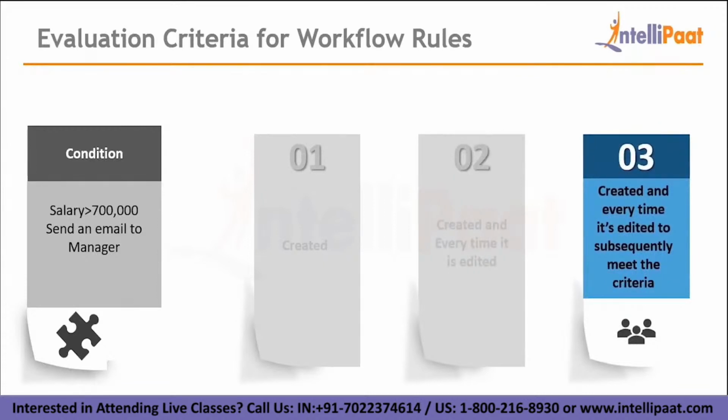So, if I create a record for 7 lakhs, an email would be sent to the manager. Now, if I'm creating a record with a salary less than 7 lakhs, an email will not be sent. And if I edit it to 7,50,000 or 7 lakhs itself, an email will be sent to the manager. But if I update any other field in that record, no email will be sent to the manager. So this is the difference between the second evaluation criteria and the third evaluation criteria. I hope this is clear now. We'll see this with an example now.